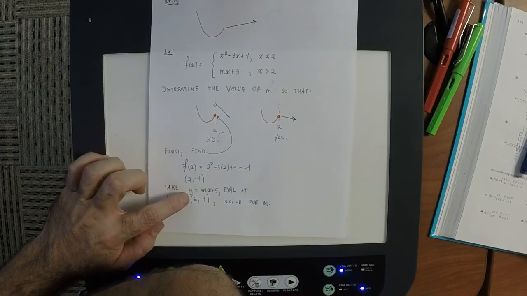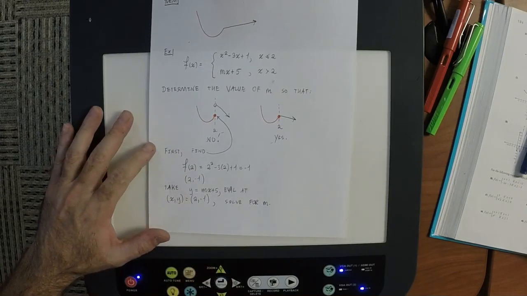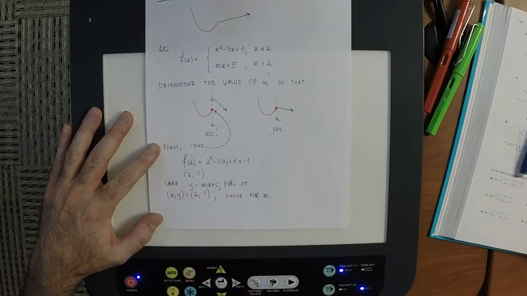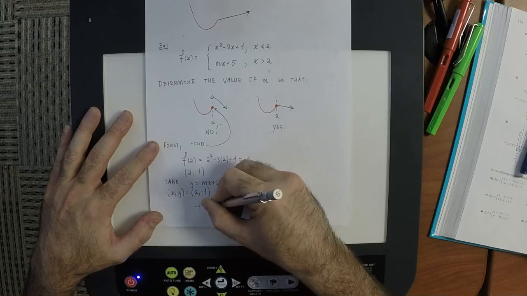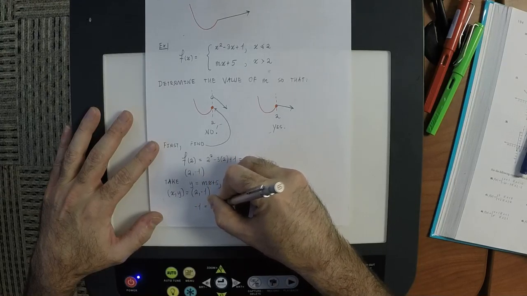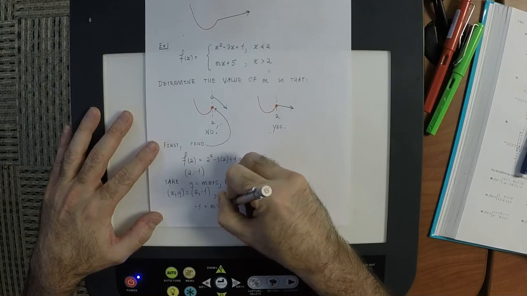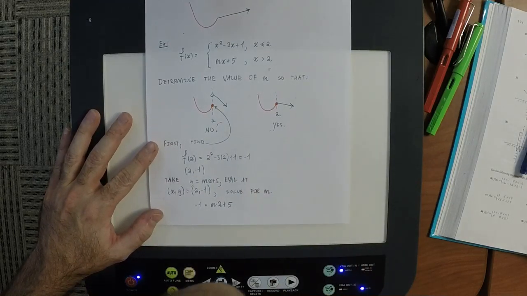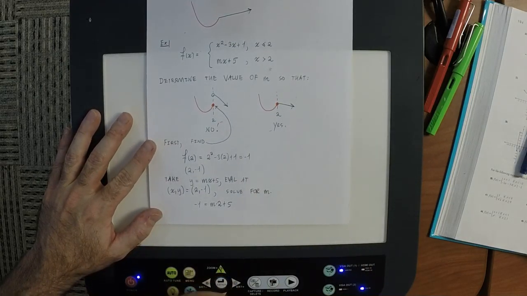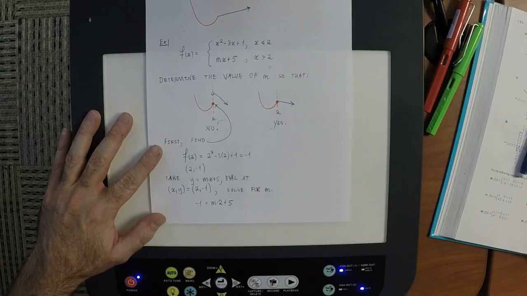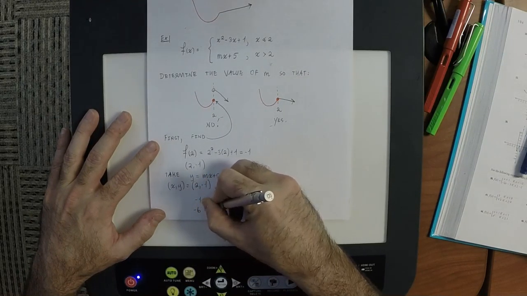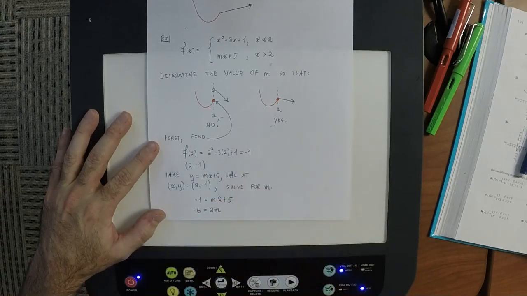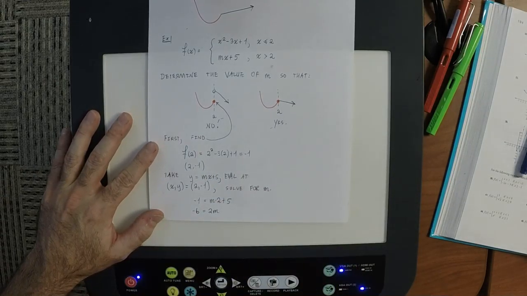So if we take that y is mx plus 5 and plug in those values, then we get what? Negative 1 is m multiplied by 2, and then plus 5. Okay, then now what? Okay, so negative 6 is twice m. So what's m? Negative 3.